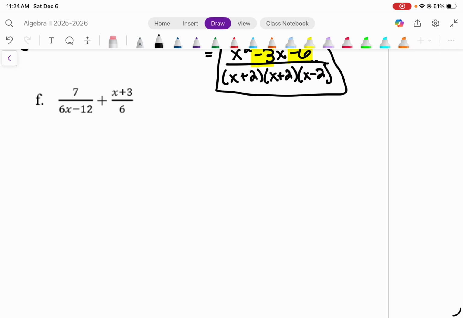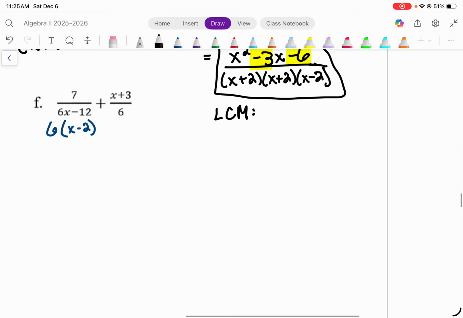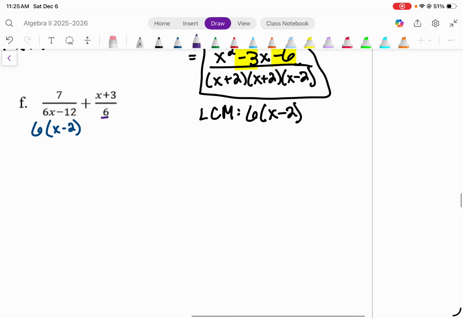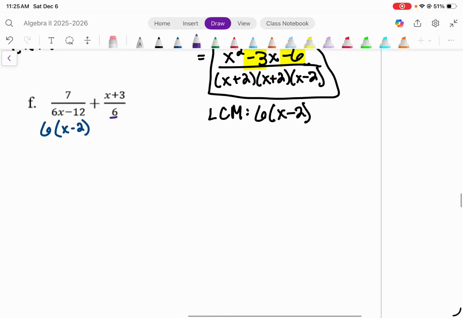This one has a 7 over 6x minus 12. So I'm going to start by factoring the denominator. Both of those terms have a 6 that I can factor out, and that will start me off for my LCM. So my two factors are 6 and x minus 2. And if I look at my second fraction, that one already has a 6. It's just missing the x minus 2. So that will be my common denominator.